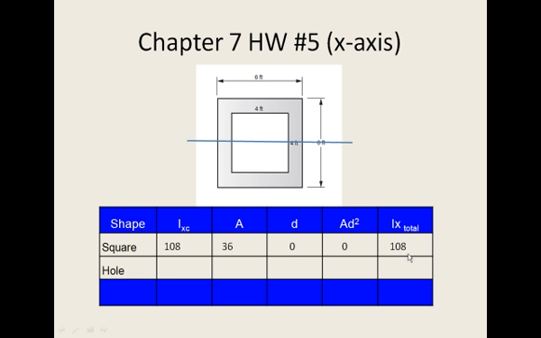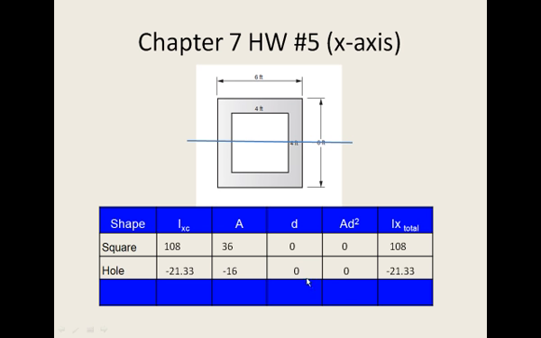For the 4x4 hole, again, we do essentially the same thing. The moment of inertia about the 4x4 hole, about its x-axis, is 1/12 times 4 times 4 cubed. We have to treat this, since it's a hole being cut out of the larger shape, as a negative. So that's why you see negative 21.33. The area is 16, but again, we treat that as a negative.